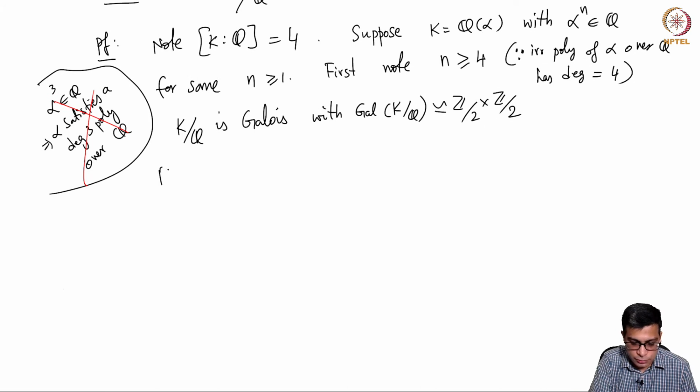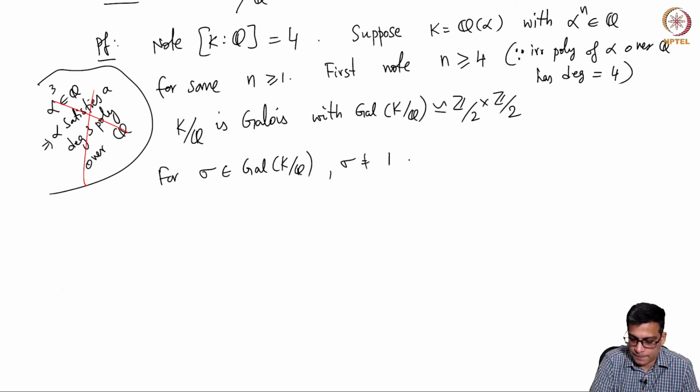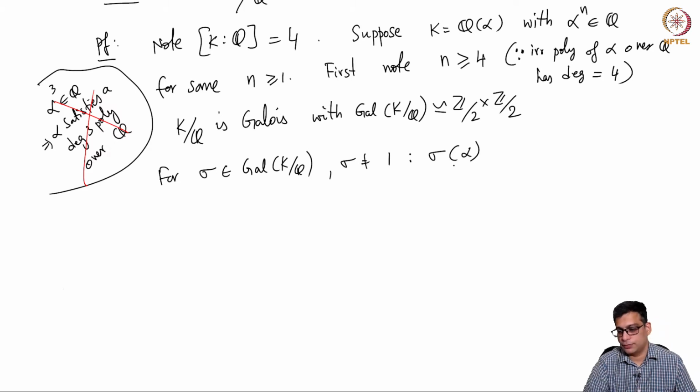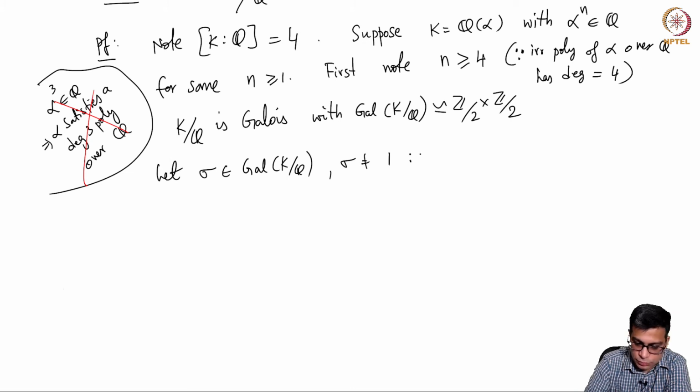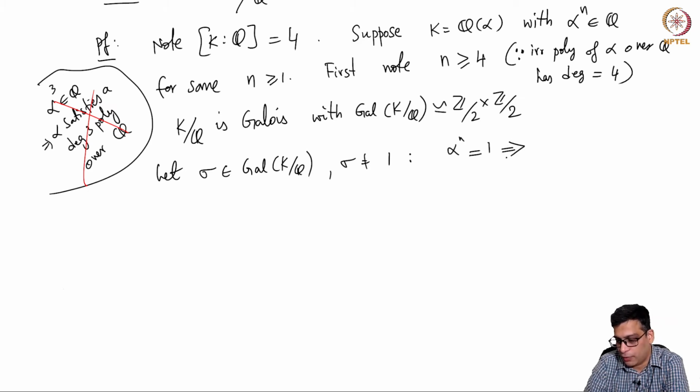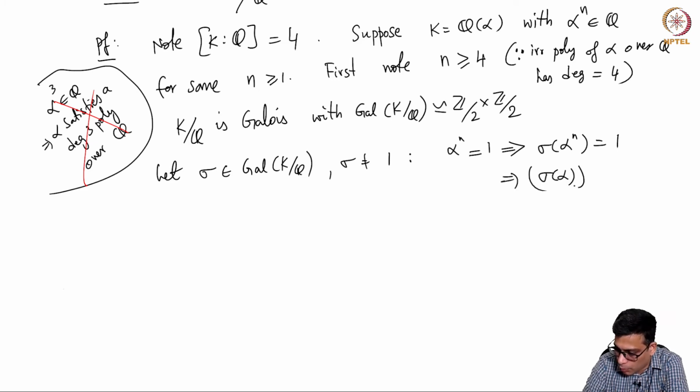So for sigma in the Galois group that's not identity, what is sigma of alpha? Sigma of alpha must be, okay, so let us take this. Then alpha power n is 1, right? If alpha power n is 1, sigma alpha power n is 1. This means sigma alpha whole power n is 1.